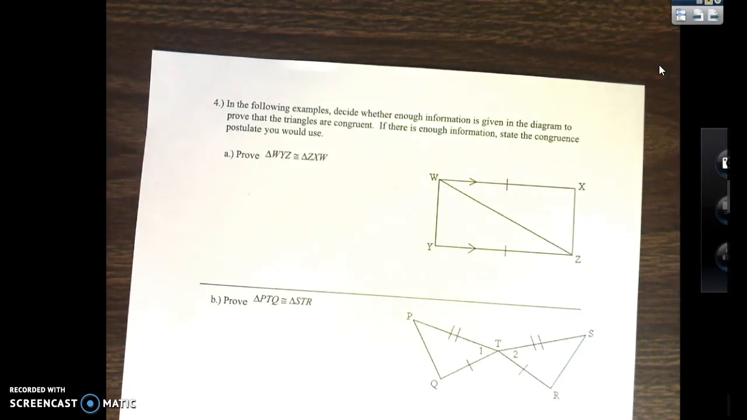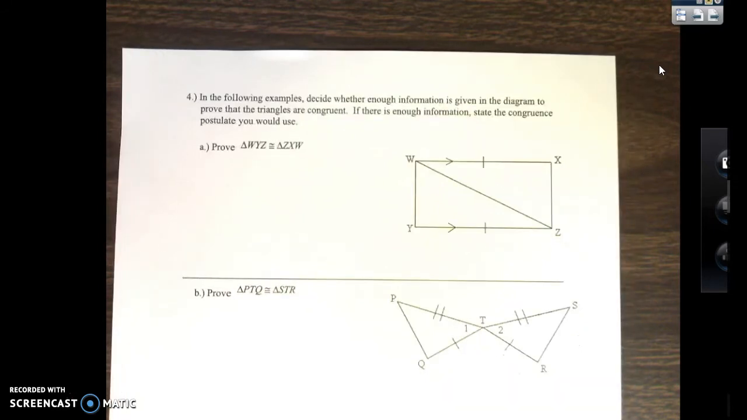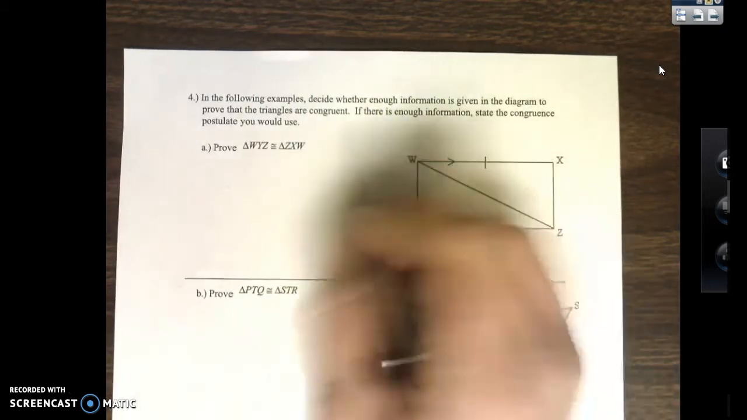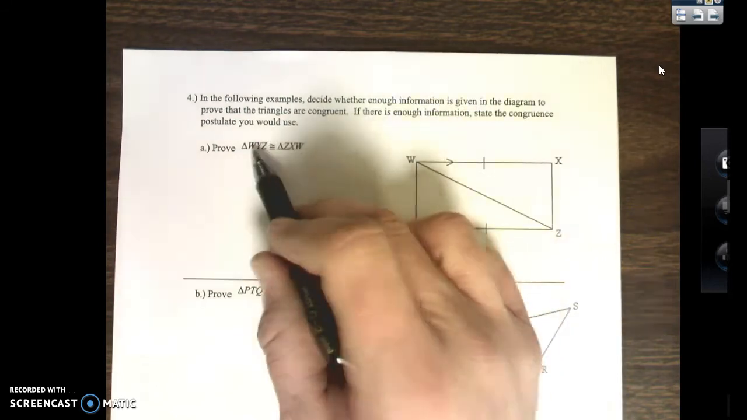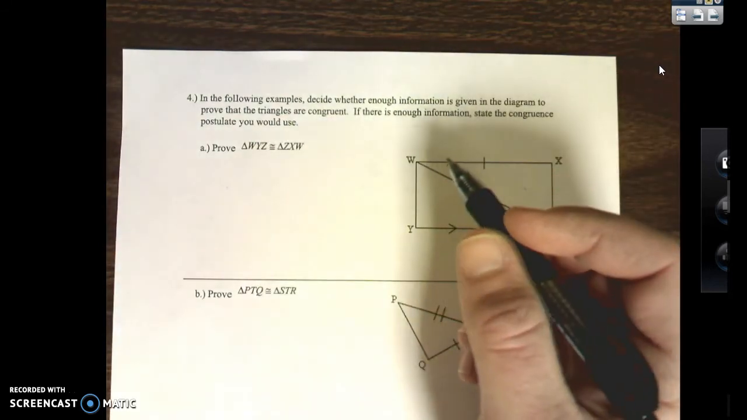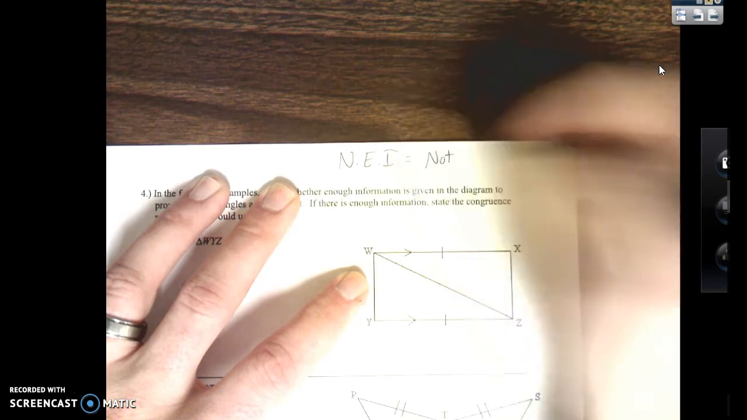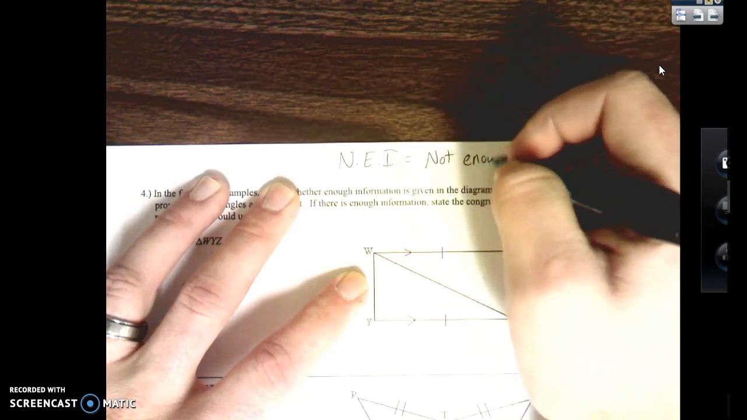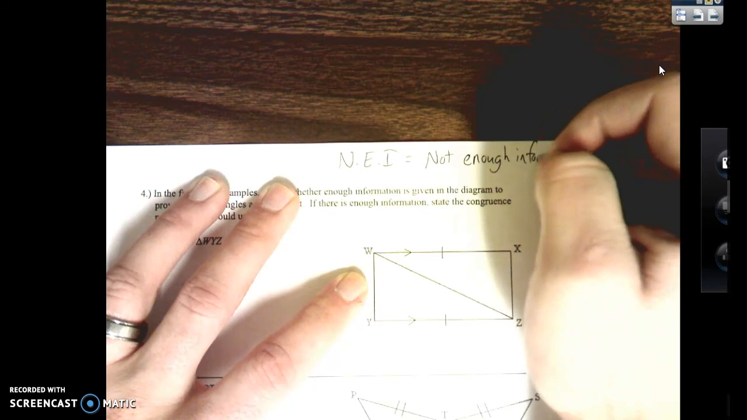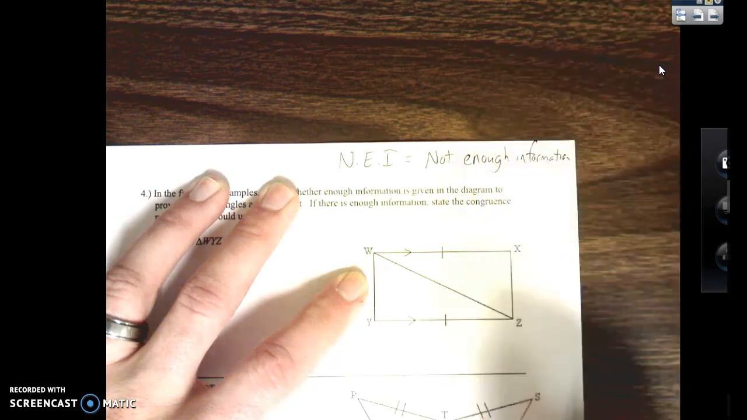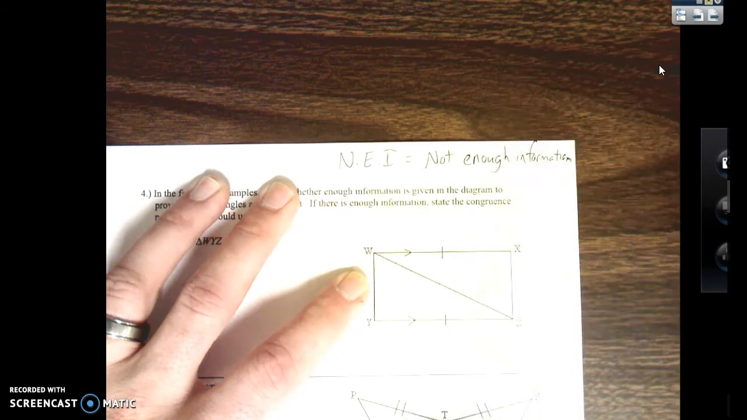Okay, so here's the thing about the back. I'm going to show you guys, we're going to work our way through this. We're going to decide if enough information is given in the diagram to prove triangles congruent. If there is enough information, you state the congruence postulate. If there's not, you just write not enough info, okay? So just a heads up, if I use NEI, that stands for not enough information.